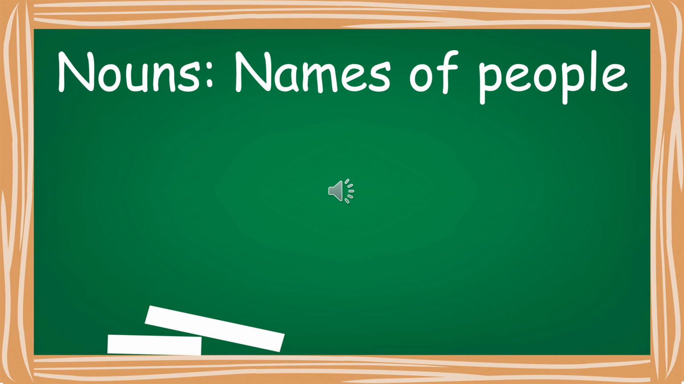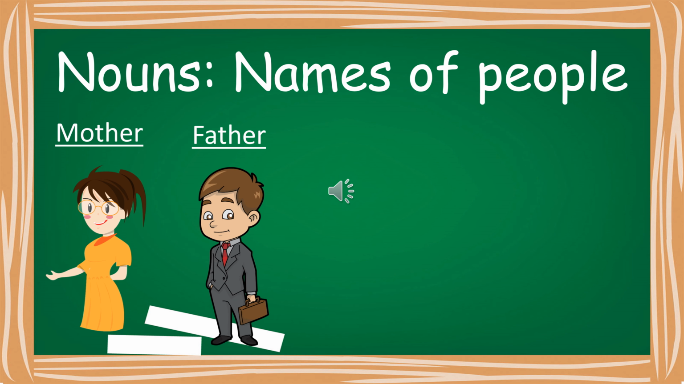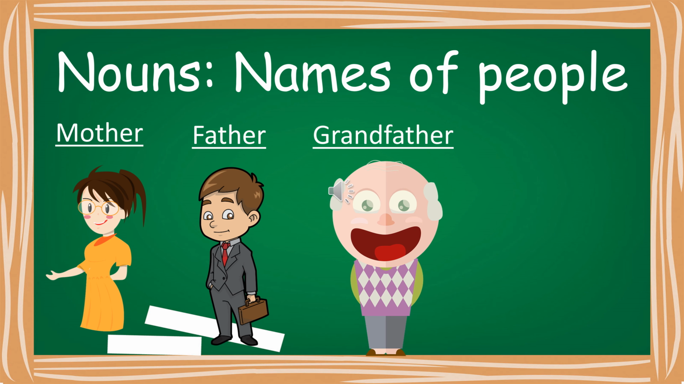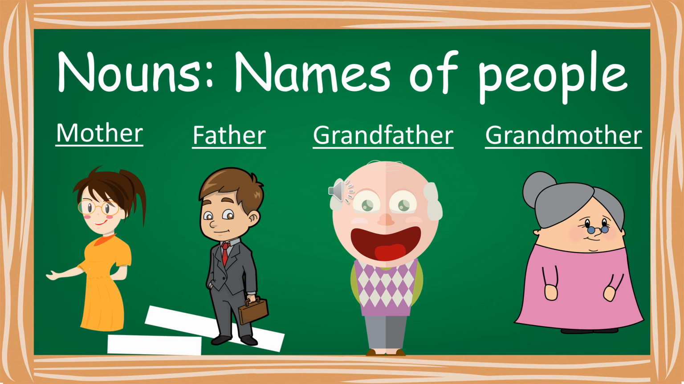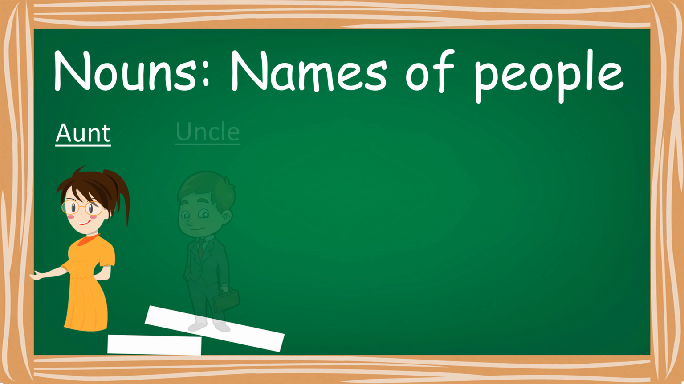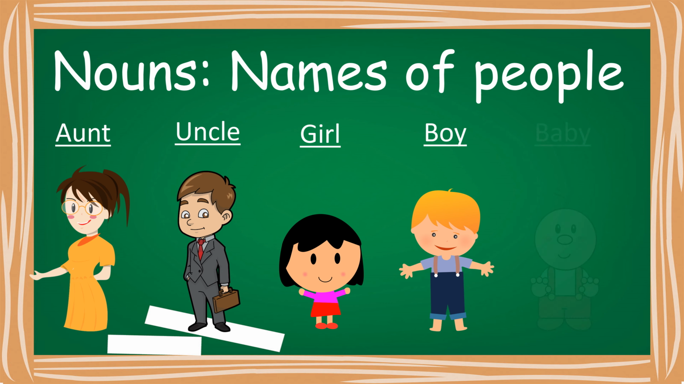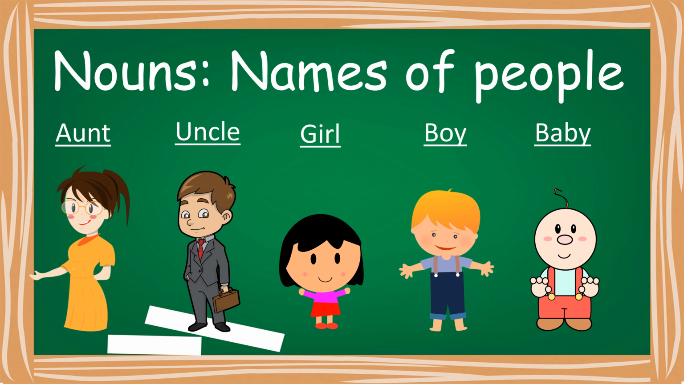Now, let's see more in the names of people. The word mother is also a noun. Likewise, father is also a noun. Grandfather, grandmother is also a noun. Aunt, uncle, girl, boy, baby, all these comes under the nouns.